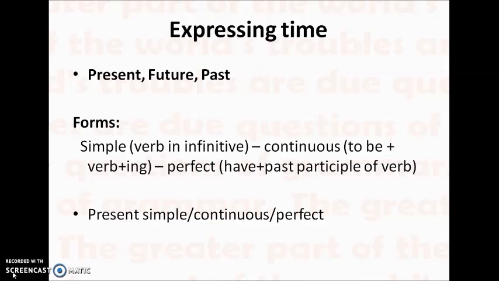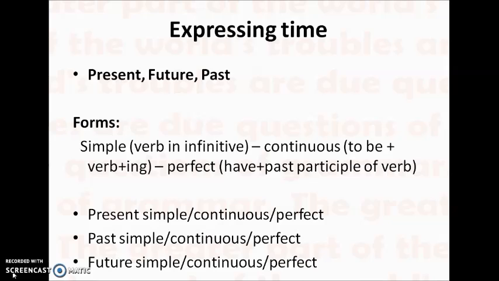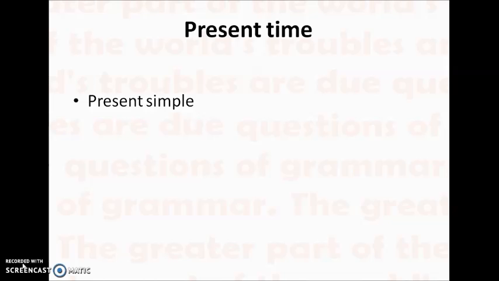So we can have present simple, present continuous, or present perfect. Then we can have past simple, past continuous, or past perfect, and future simple, future continuous, or future perfect. First, let's look at expressing actions that happen in present time. For this, we can use the present simple tense, or present simple form, and present continuous tense, or present continuous form.